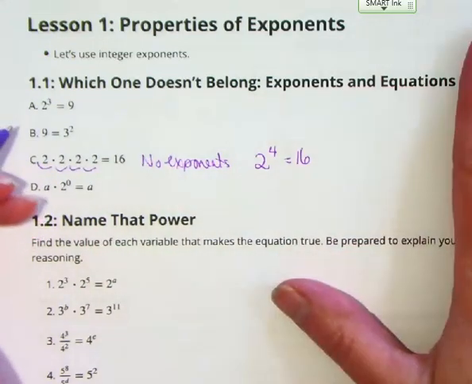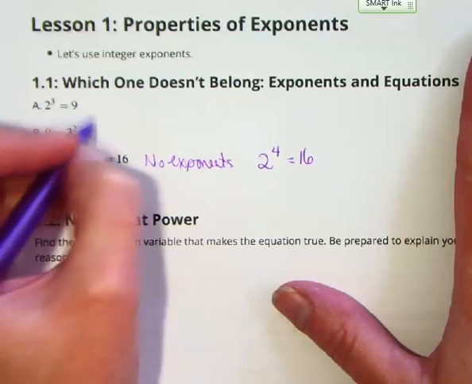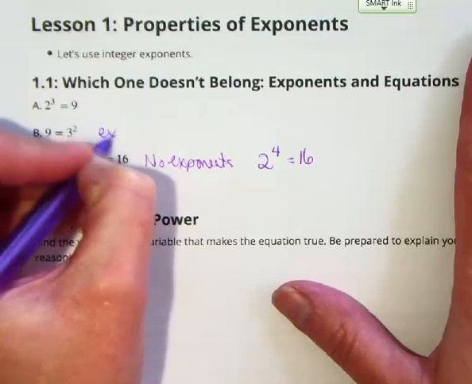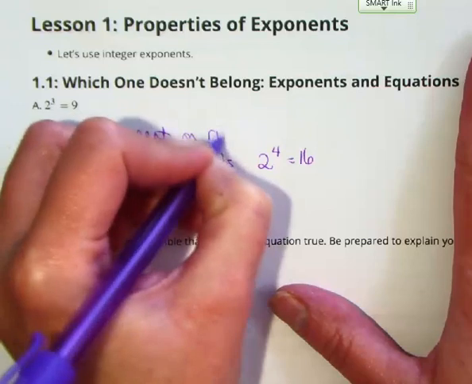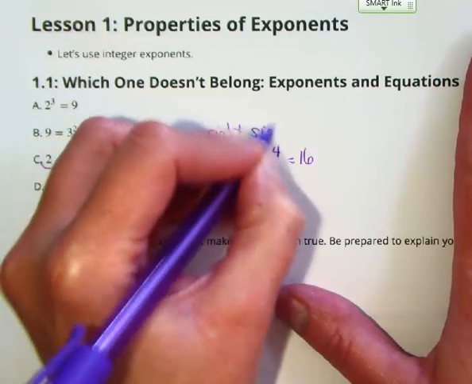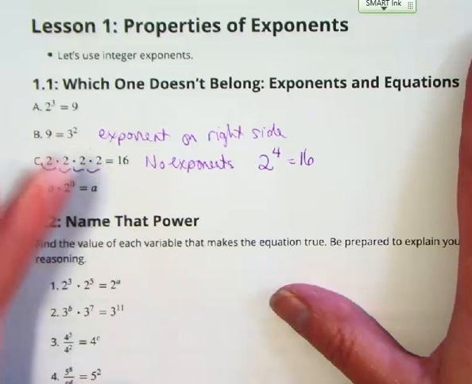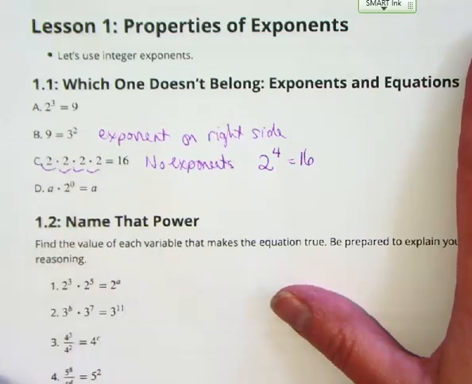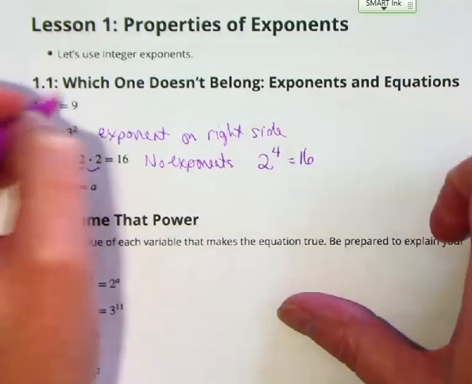And maybe I noticed that b has the exponent on the right side of the equation instead of on the left. So that might be something that doesn't belong for part b, that the exponent is on the right. We know that, of course, an equal sign means that either one could be on either side, so we could also rewrite that one.